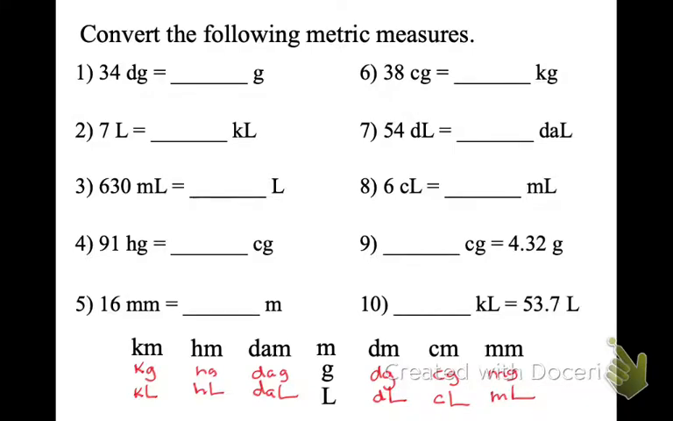Now, we're going from decigrams to grams. So I'm just moving my decimal. Notice, where's the decimal naturally if it's not written? It's always to the right. And I'm going from here to here. Okay, so I'm just moving it one that way. So it would be 3 4/10 grams.